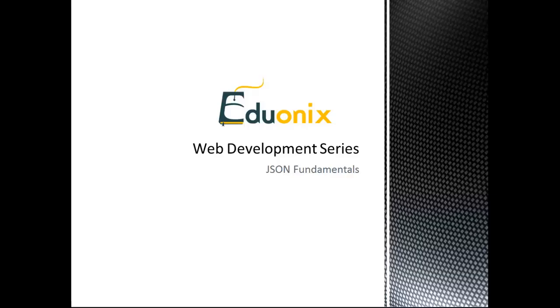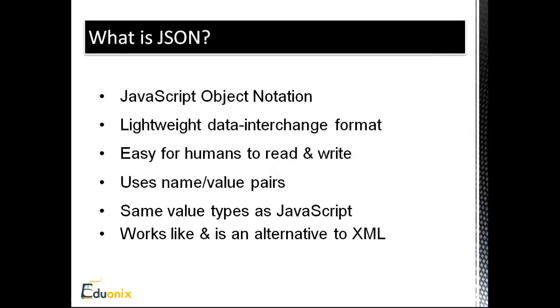In this section we're going to go over the JSON fundamentals. Like XML, JSON is used to store and structure data. It stands for JavaScript Object Notation, and it's a text-based open standard. It's designed for human-readable data. It's lightweight, much more lightweight than XML. It's easy for humans to read and write, as long as it's formatted correctly.